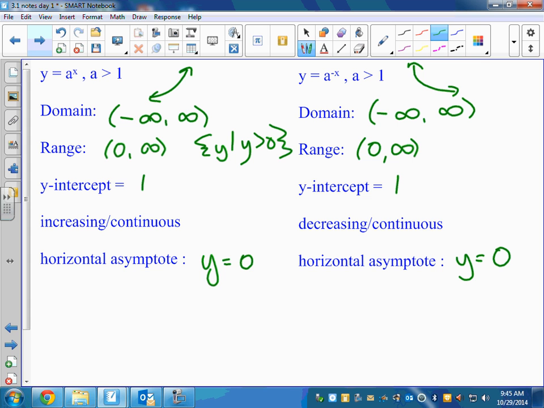And so just like every graph we've done in here, you can make an XY chart every time. But if you are aware of what the normal graph looks like, and you're aware of transformations, you don't have to make a million points to get the shape of the graph.